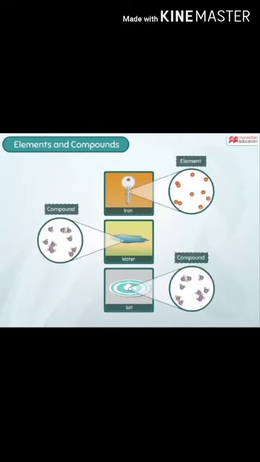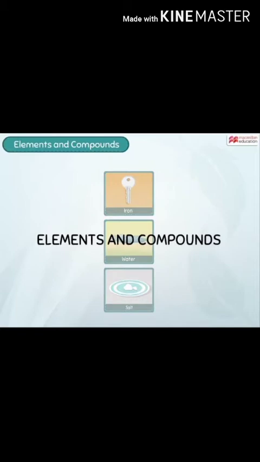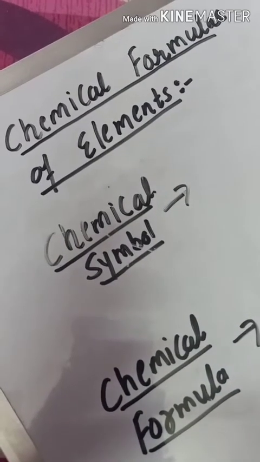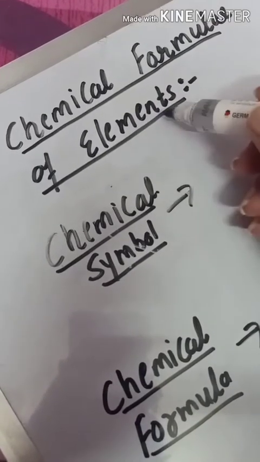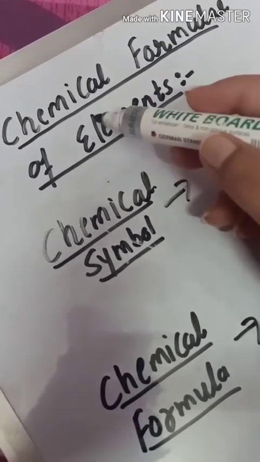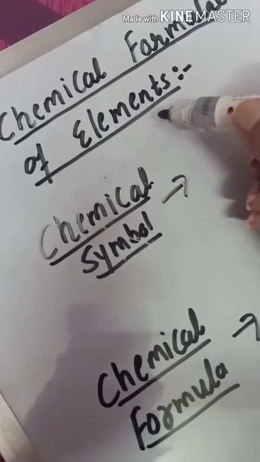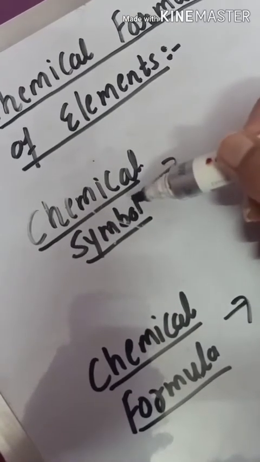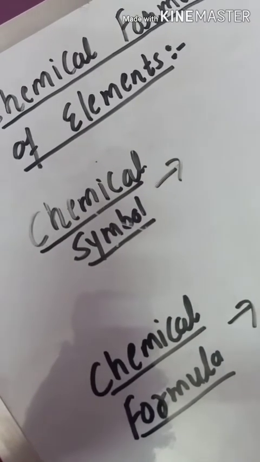Molecules can be classified into elements and compounds. Let us learn more about these two. Let's begin with the next topic, that is chemical formula of elements. In order to understand chemical formula of elements, let us know the difference between chemical symbol and chemical formula.